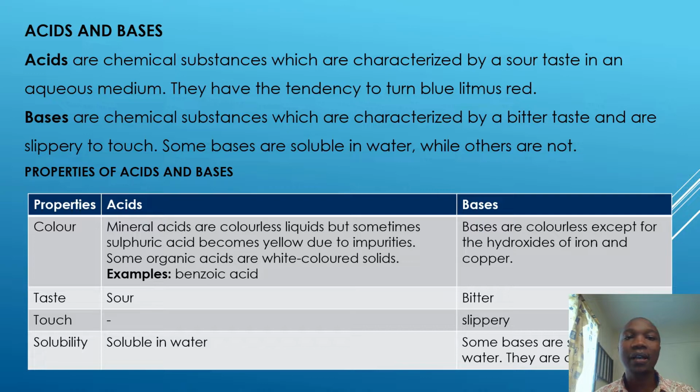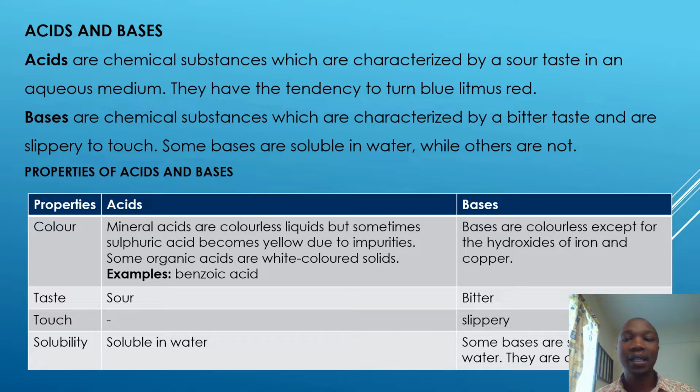Acids are defined as the chemical substances which are characterized by a sour taste in an aqueous medium. They have the tendency to turn blue litmus red. And also bases, they are the chemical substances which are characterized by a bitter taste and are slippery to touch. Some bases are soluble in water while others are not. We have the properties of acids and bases.